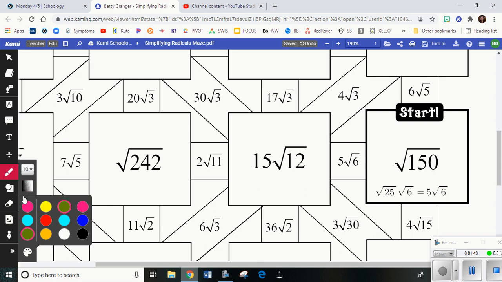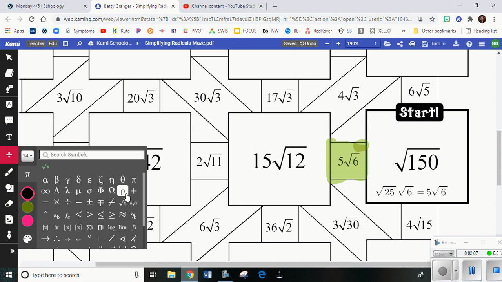Now you can draw arrows, you can circle your answer, you can highlight it. So because 5 square root 6 is the answer, I move to the left. The next question that I'm going to do is 15 square root 12.